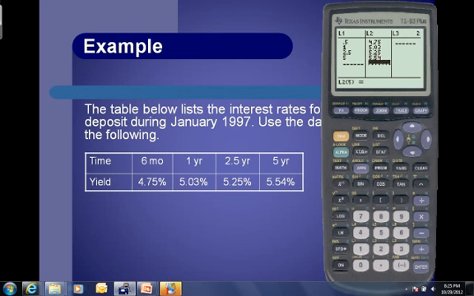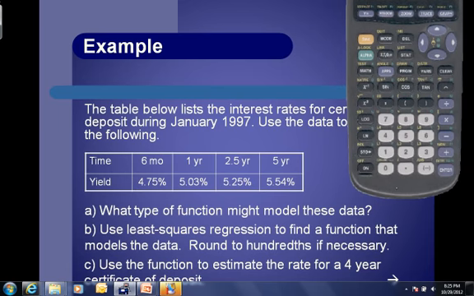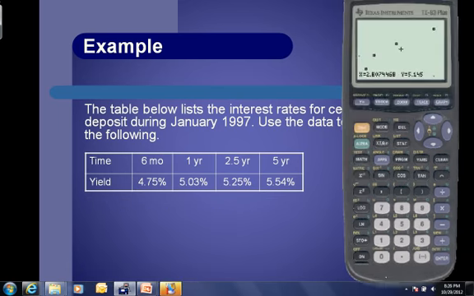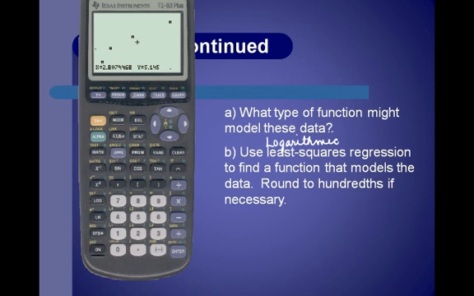Well, when we do that, we're going to go to Second Stat Plot, enter to turn it on, enter to select the dots. We're going to go to Zoom 9, which is Zoom Stat. So our first question says, what type of function might model these data? So that looks more like a logarithmic model than the other two. The second question says, use the least squares regression to find a function that models the data.